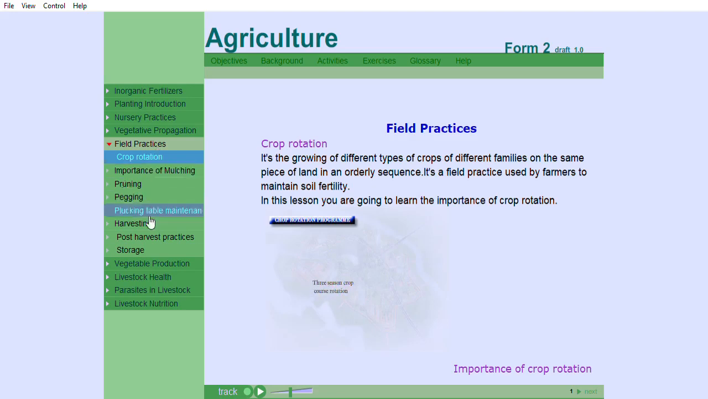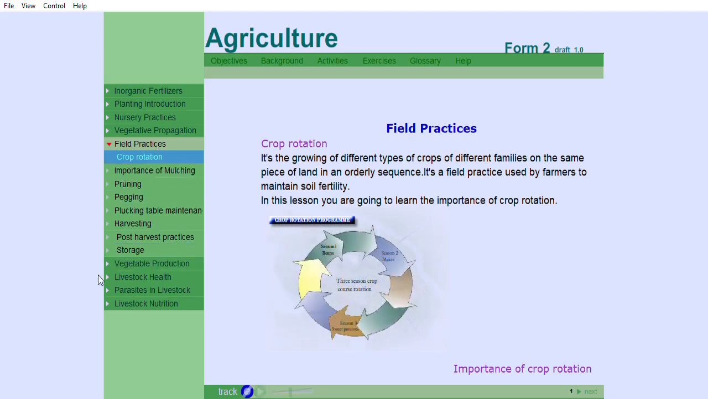Crop rotation. It's the growth of different types of crops of different families on the same piece of land in an orderly sequence. It's a field practice used by farmers to maintain soil fertility. In this lesson, you're going to learn the importance of crop rotation.